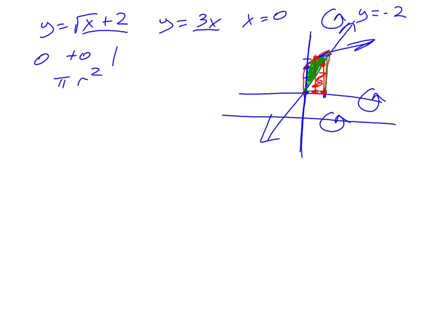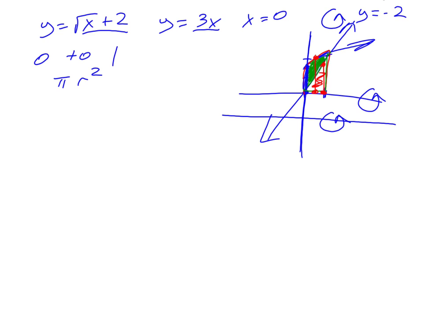So do my limits change? Do we just completely ignore the x? No, x equals 0 is still there because that is the left side. X equals 0 is the left side. The limits do not change. That region is still that region.